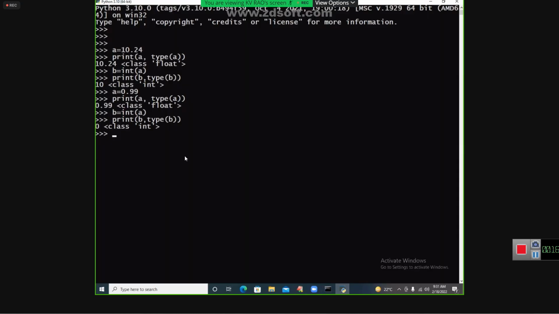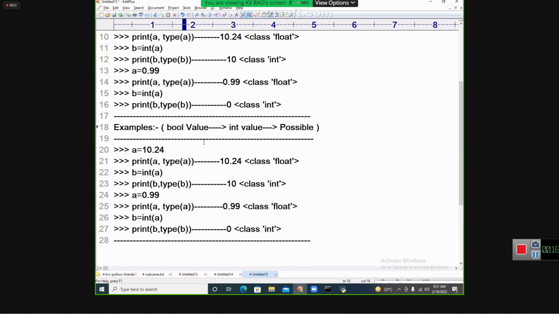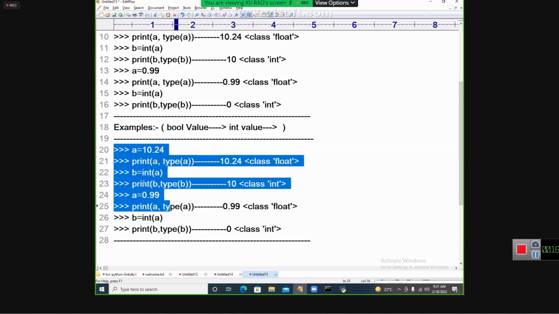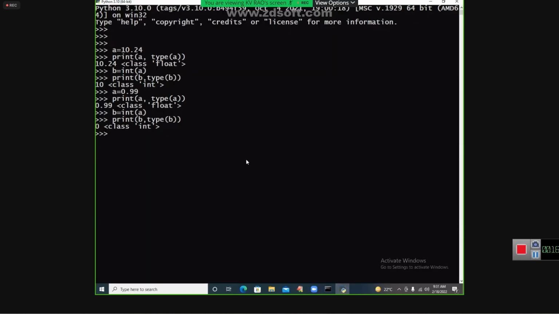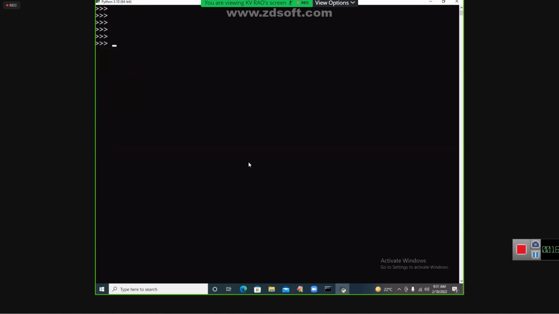Coming to the next, we are talking about bool value to int. Is it possible or not? Come on to the point. A is equal to True. Print of A. It is called which type? Bool type. Programmatically, these are very, very important for you guys. True. Now convert into B is equal to int of A.